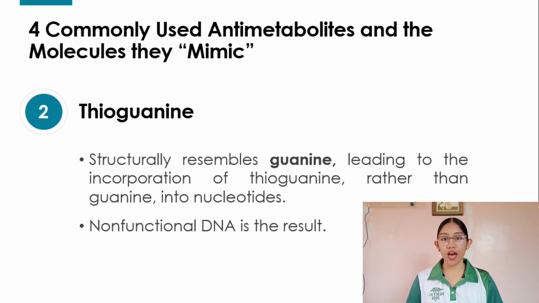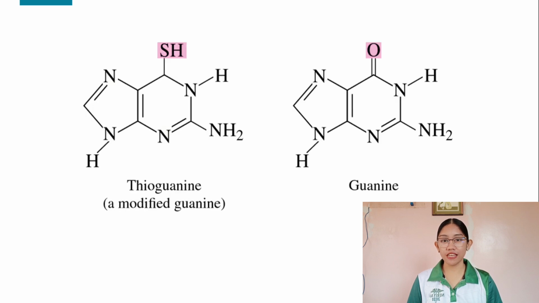Next, we have thioguanine. Thioguanine structurally resembles guanine, leading to the incorporation of thioguanine rather than guanine into nucleotides. Again, the result is non-functional DNA. As you can see in the picture, thioguanine and guanine have similar structures. The only difference is the carbonyl group or C double bond O in the purine ring in guanine is replaced by a sulfhydryl group or thiol group in thioguanine.